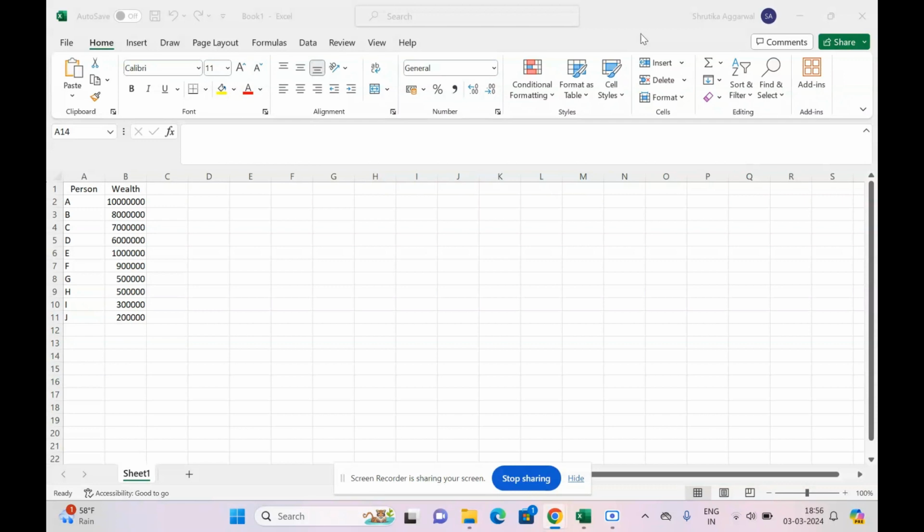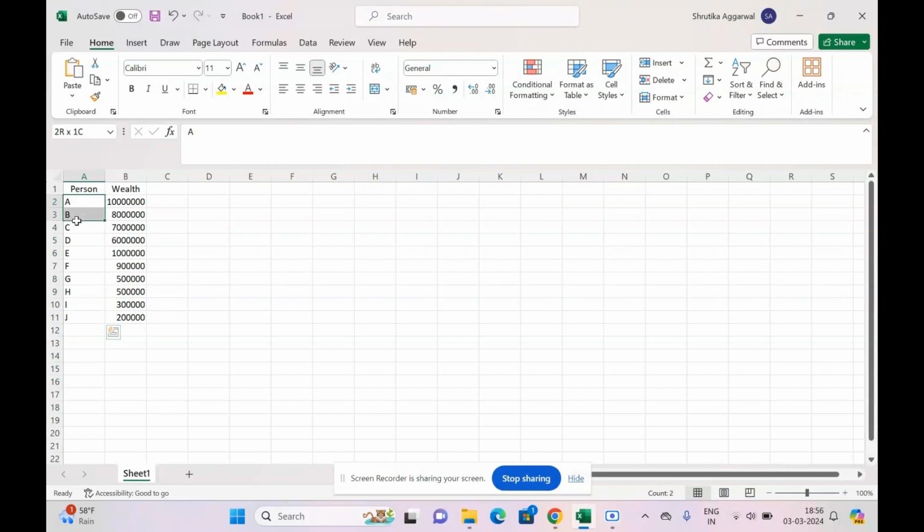Okay. Now let's build a Pareto chart in Excel. The Pareto chart looks like a histogram in a sorted way. So I have two columns, person and wealth. I have 10 people over here. According to Pareto, it would mean that 80%, or sorry, 20% of these people are contributing to 80% of the wealth.